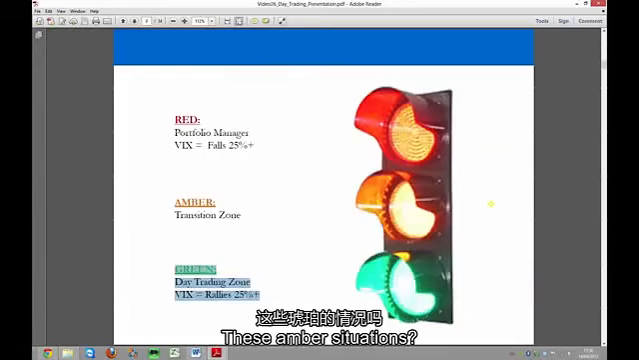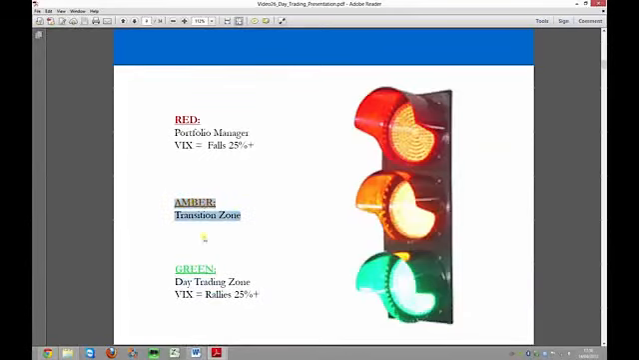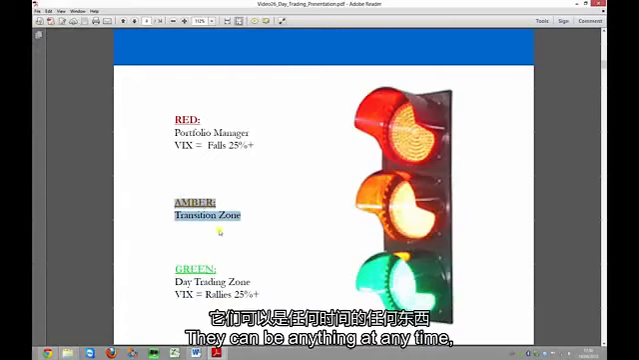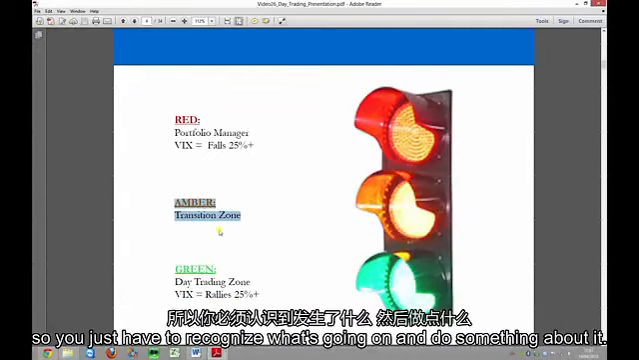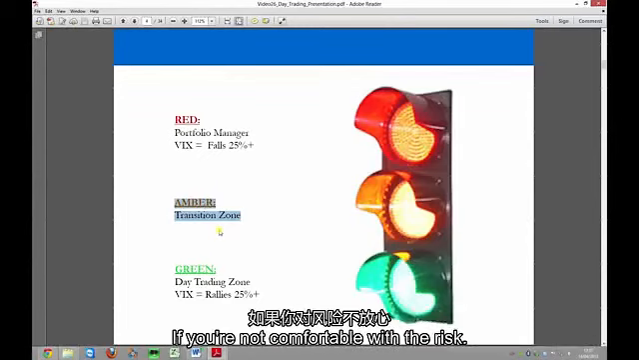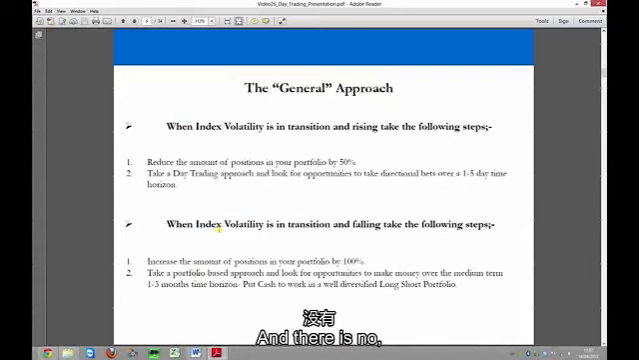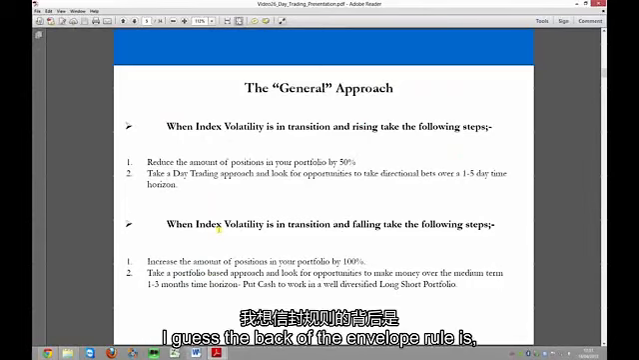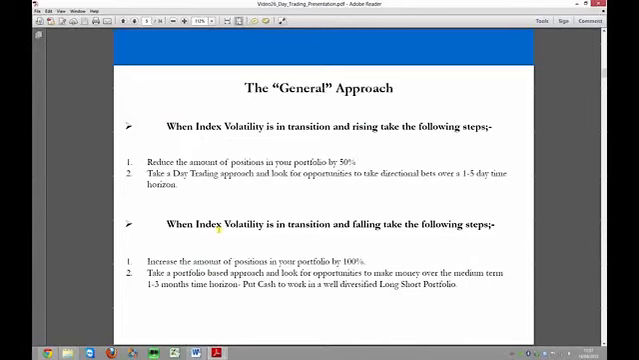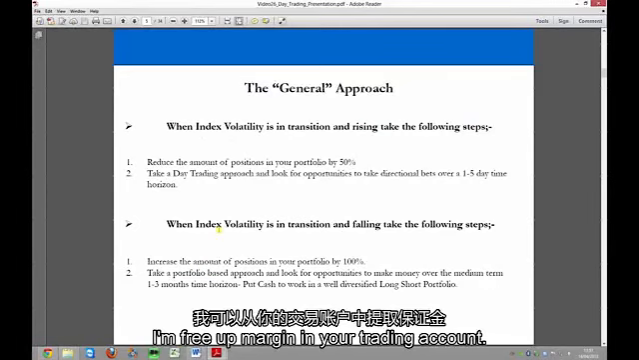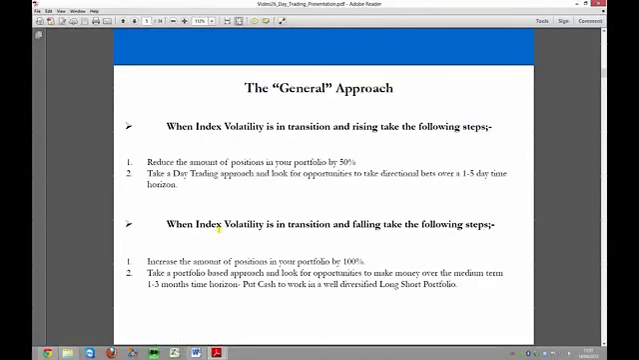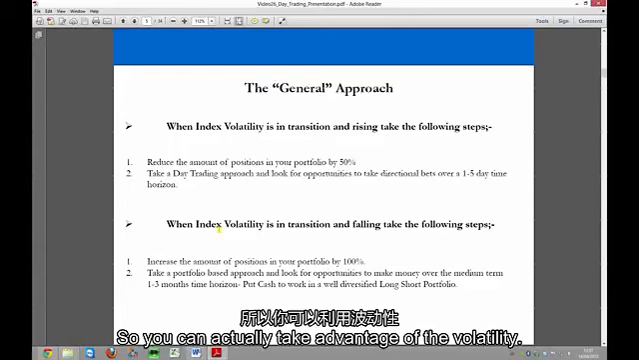So these amber situations, they can be anything at any time. So you just have to recognize what's going on and do something about it if you're not comfortable with the risk. And there is no rule book, unfortunately. But I guess the back of the envelope rule is do something if you can, because you want to be able to free up cash and free up margin in your trading account so you can actually take advantage of the volatility.